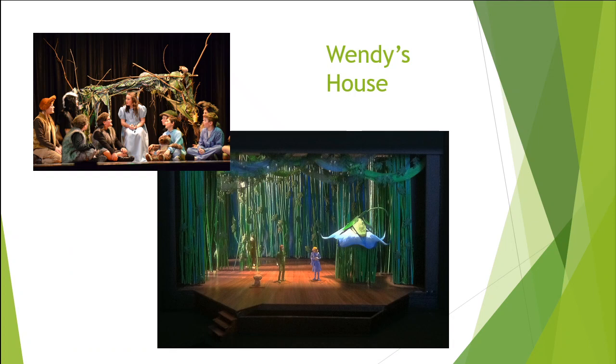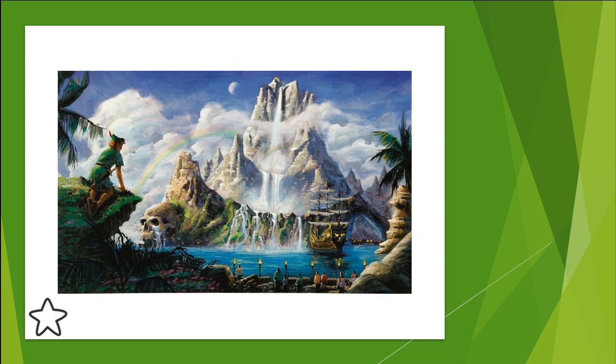The next one that I have for you is Wendy's house. Both of these are scenes from a play. You can see that there's people in both of them. The background is just the forest. Wendy's house would be in the middle ground, and usually the actors would sit in the foreground. And then just a nice big picture of Neverland itself.